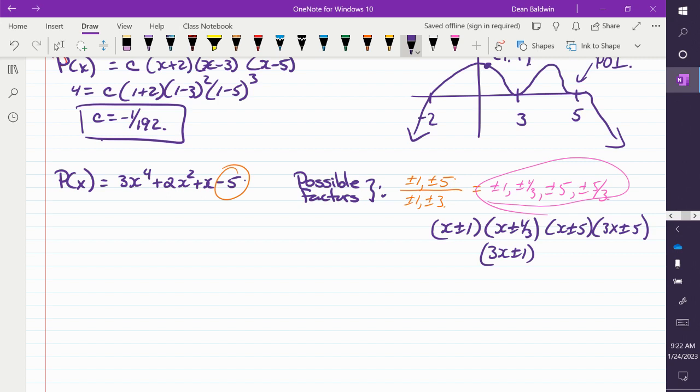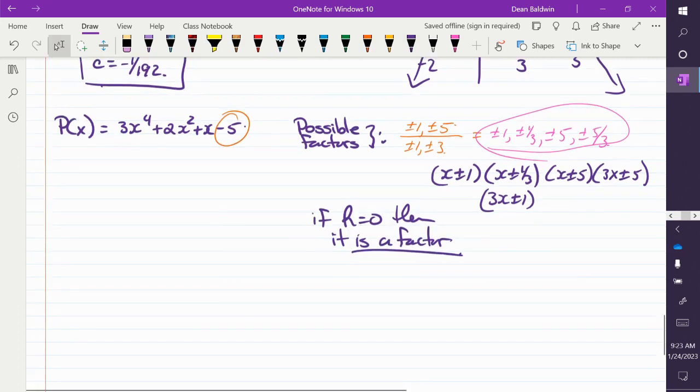How do you know which one is a factor? You try them. But there's one key thing when you try them that you need to look at. What's 0? The remainder is 0. If r equals 0, then it is a factor. Okay, there's 2 ways to find r.